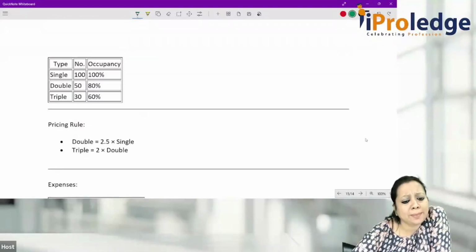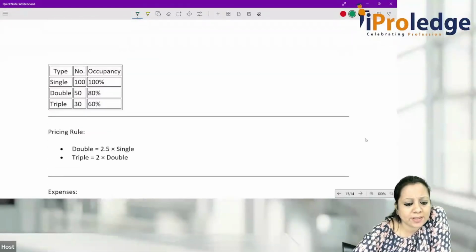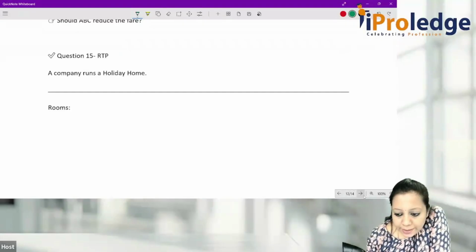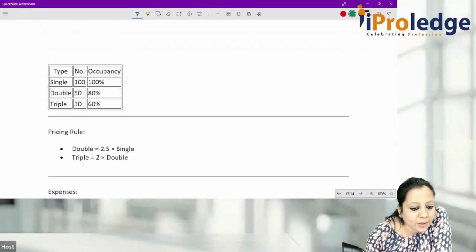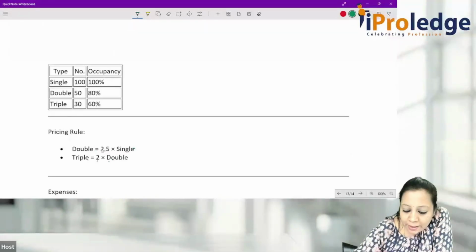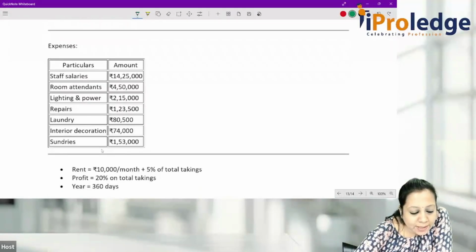This is normal. A similar problem I have done in the regular class also. Very normal question this is. So we have a company that runs a holiday home. There are rooms which are single occupancy, double occupancy, triple occupancy. Number of rooms are given. Occupancy percentage is also given. Pricing rule: double is equal to 2.5 into single. Triple is equal to two times the double. Right, students, everyone? Okay. So expenses are given.